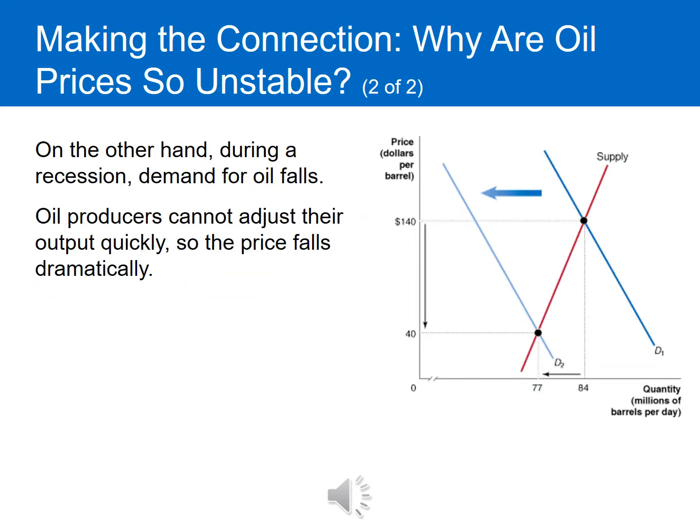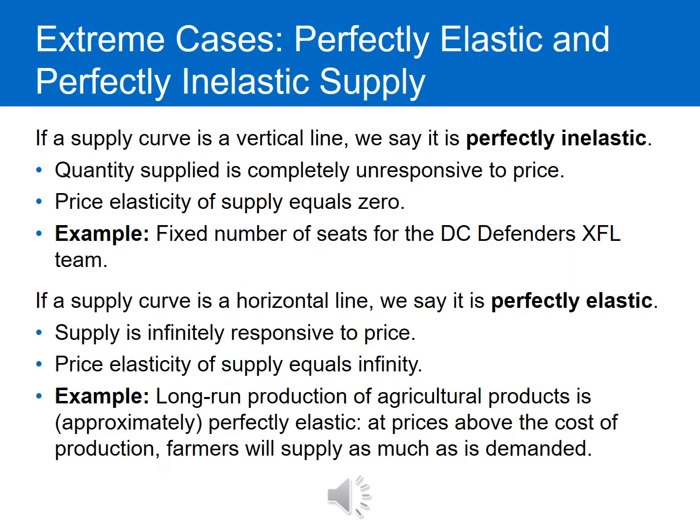Now let's look at the opposite scenario, during a recession when demand sharply falls for oil. So we see here on the figure on the right, the demand curve shifting to the left as consumers are demanding less oil. The price is going to drop substantially, but the quantity supplied will not drop substantially. That's because oil producers are unable to adjust their output quickly. They're going to keep producing quite a bit of oil. So you're going to have a lot more on the market, and that's going to put downward pressure on price.